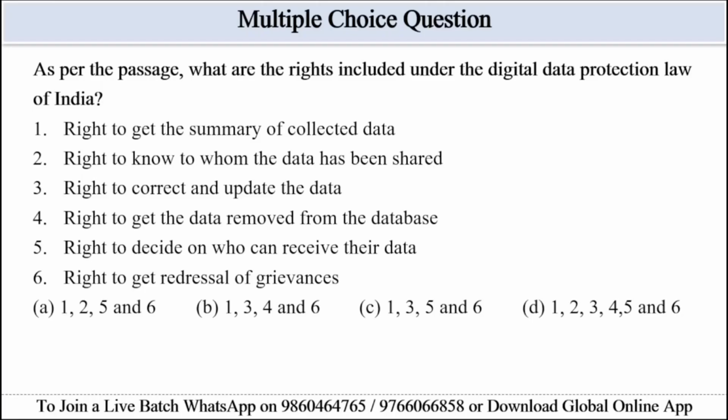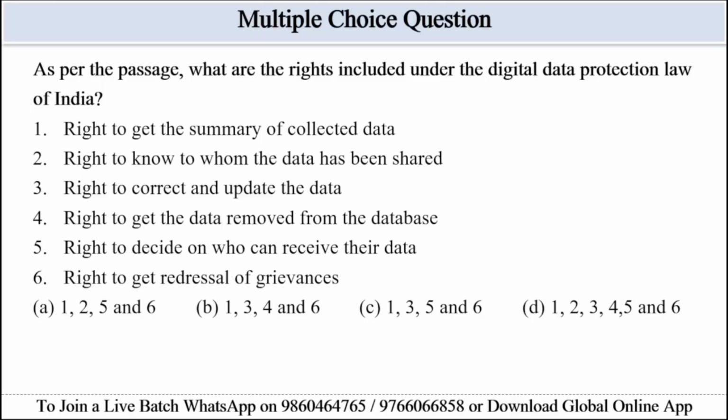So this is a comprehensive check to see if you can correctly identify all the rights explicitly listed in the passage. So let's verify each number against the text. So first one is right to get summary of collected data. It is explicitly stated. Second one, right to know to whom the data has been shared. It is also explicitly stated. Third one is right to correct and update the data. This is also present in the passage. Fourth one, right to get data removed from the database. It is also mentioned in the passage.